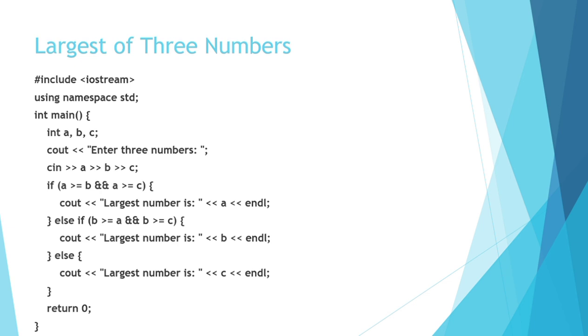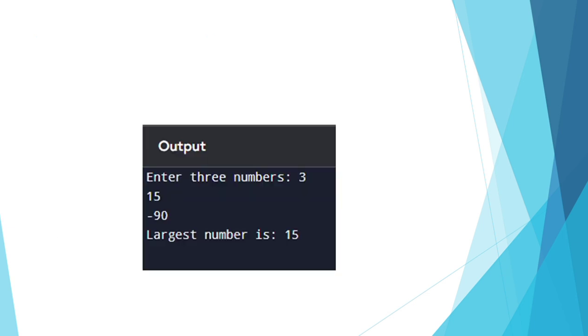If this condition is true, it prints that a is the largest number. If the first condition is false, the else if statement checks whether b is greater than or equal to both a and c, and if so, prints b as the largest. If neither of the previous conditions is true, the else statement executes, printing c as the largest number. This logic ensures that the program correctly identifies the largest number, even if there are equal values among them. After successful execution, output will be like this.